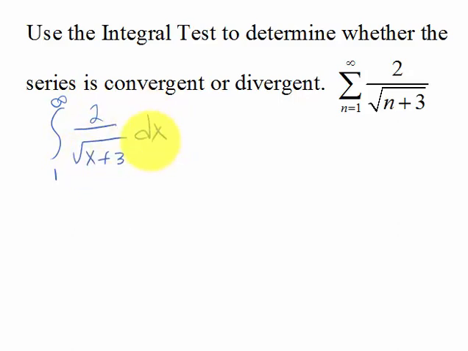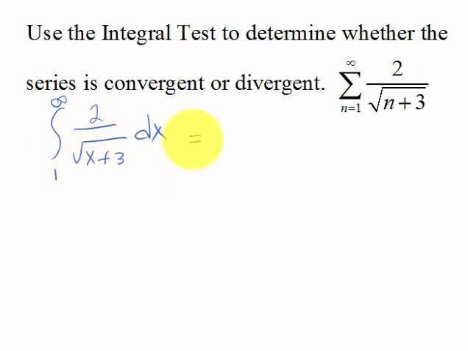Second requirement, terms need to be positive. We can see that this is always positive. Third requirement, the terms need to be decreasing, and we can see here that as we get larger with x, the denominator gets larger and therefore the fraction gets smaller, so it is decreasing. So we can use the integral test, and so we're going to compute this integral.